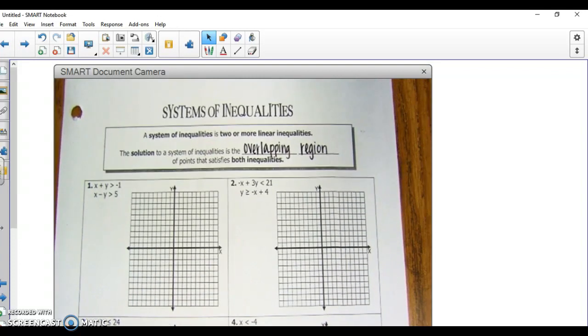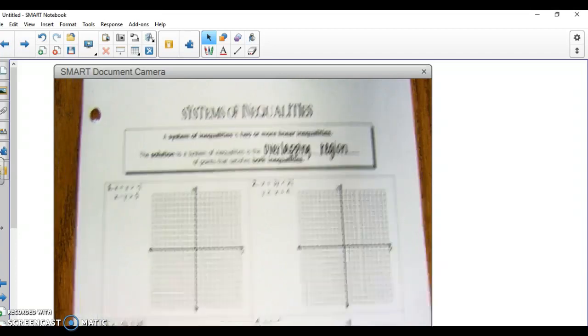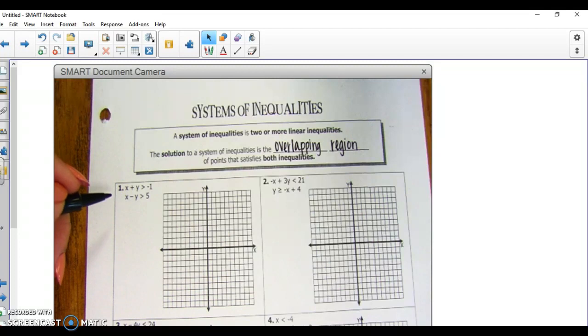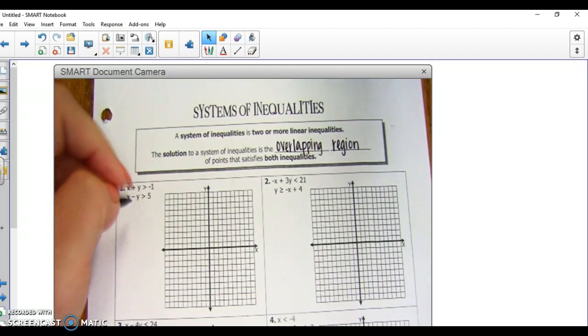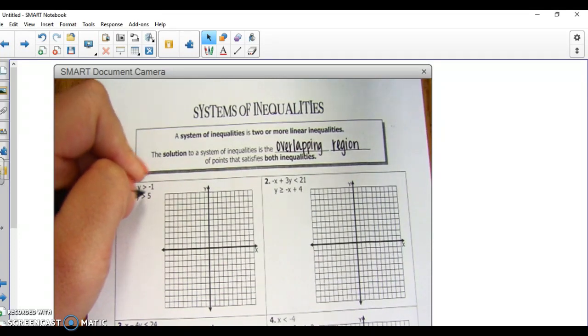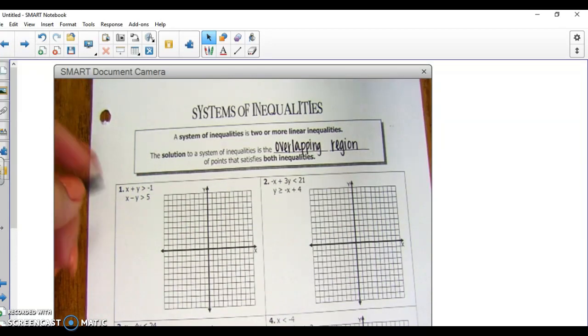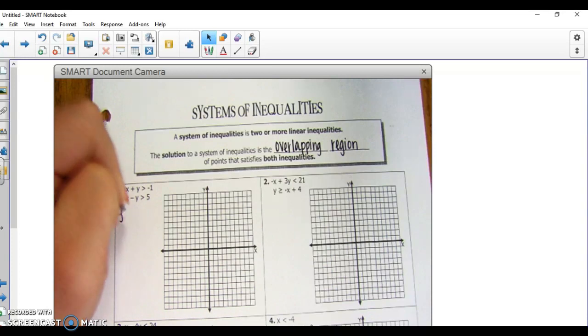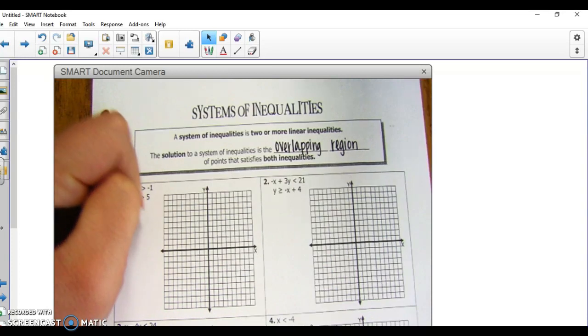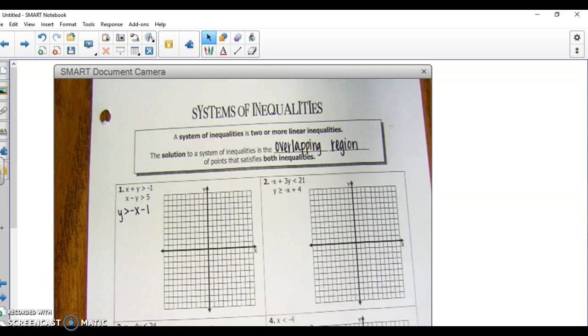So we're just going to graph them like we normally would. So first step when we graph an inequality, we're going to make sure that our equation is in slope-intercept form. So for x plus y greater than -1, I need to move x to the other side by subtracting it. So I'm going to have y is greater than -x minus 1.